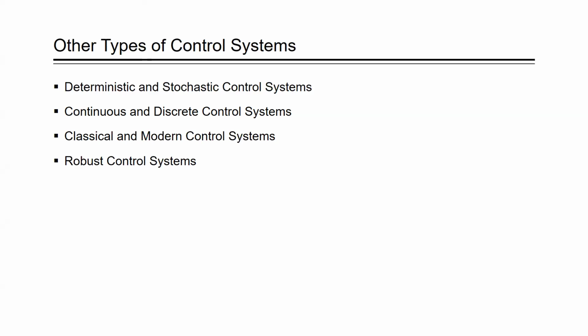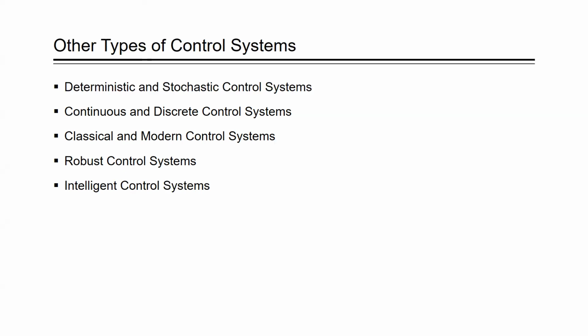Then you also have robust control systems. Generally, as we said, systems are nonlinear in nature physically. And when you are operating a system in the real world, there are many disturbances and many nonlinearities that can affect the performance of the system. So robust control systems try as much as possible to make sure that the nonlinearities and disturbances experienced do not affect the performance of the system. That's what robust control systems are all about.